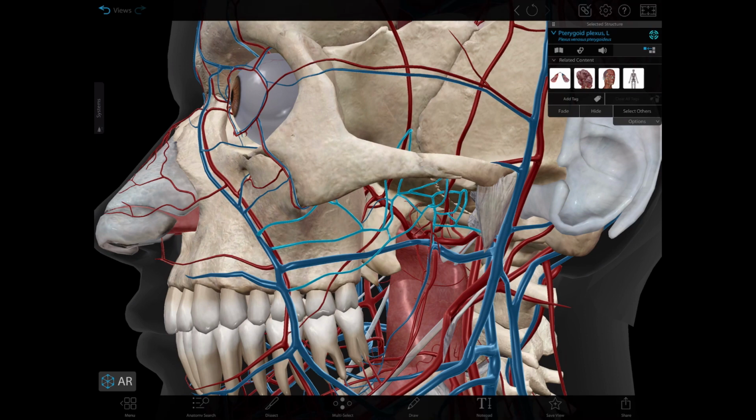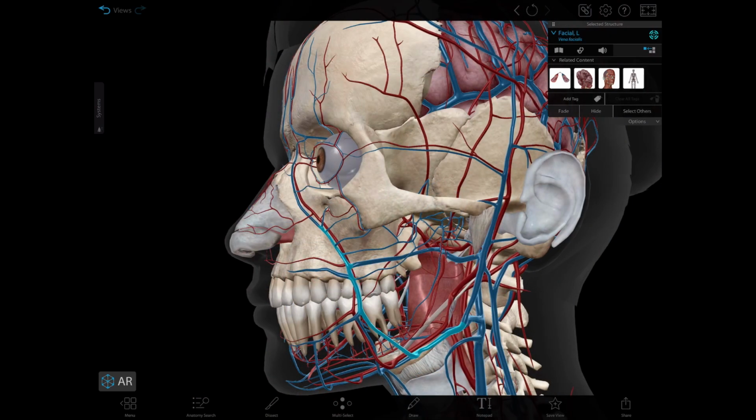This one communicates with the cavernous sinus via the emissary veins passing through various foramina, and it communicates with the inferior ophthalmic vein via the veins passing through the inferior orbital fissure, and it communicates with the facial vein via the deep facial vein.